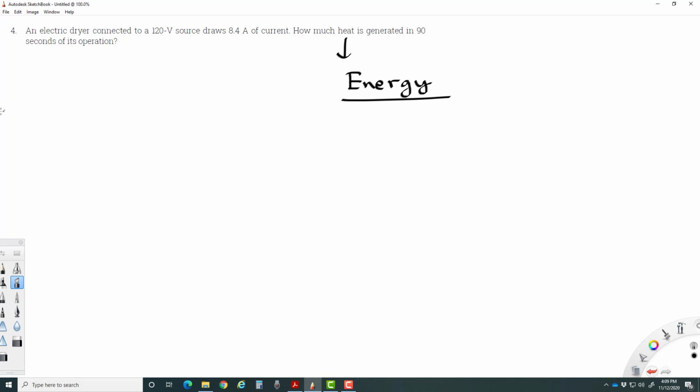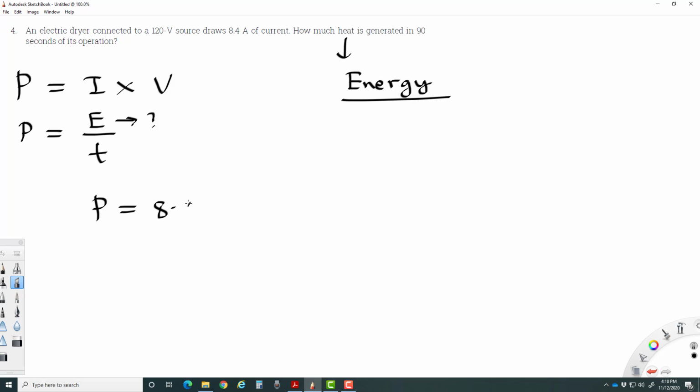Now we have two formulas for power. Power can be written as I times V, and power is also defined as energy produced per unit time. We need to use both of these formulas to find the energy. So basically we want to find this quantity. Let's first find the power from the first formula. So power is I times V.